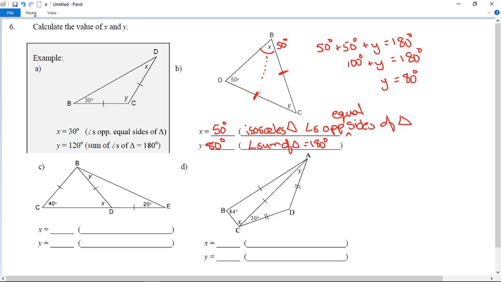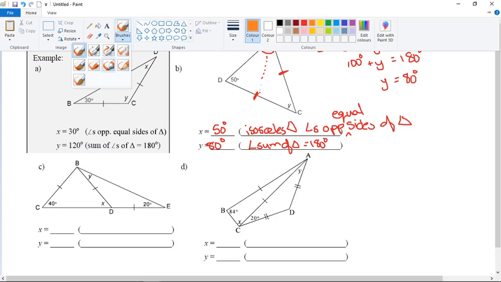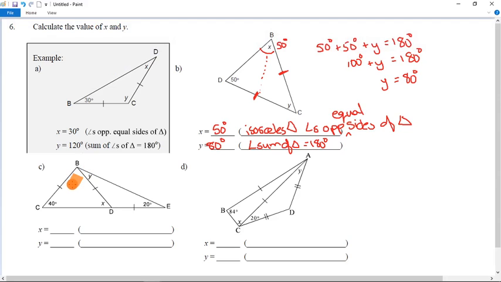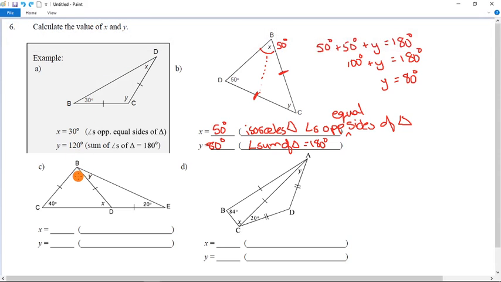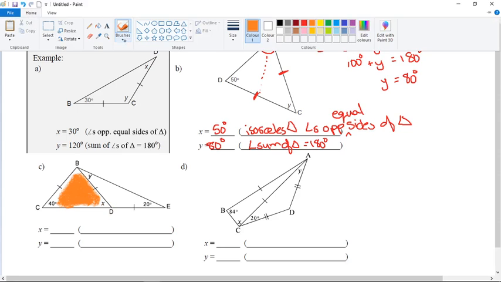Now the problem with this triangle is that it's actually two triangles. Okay, so let's look carefully here. Can you see here is one triangle? I'm going to color in this triangle here a little bit orange. Can you see this triangle here? Triangle BCD.